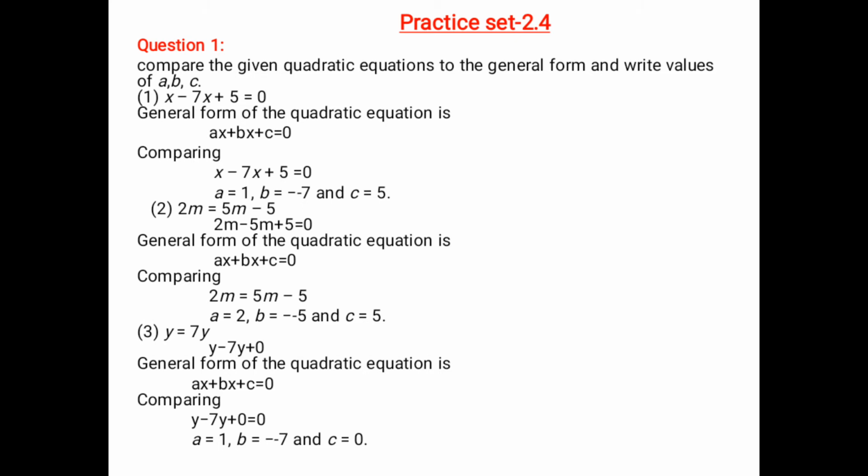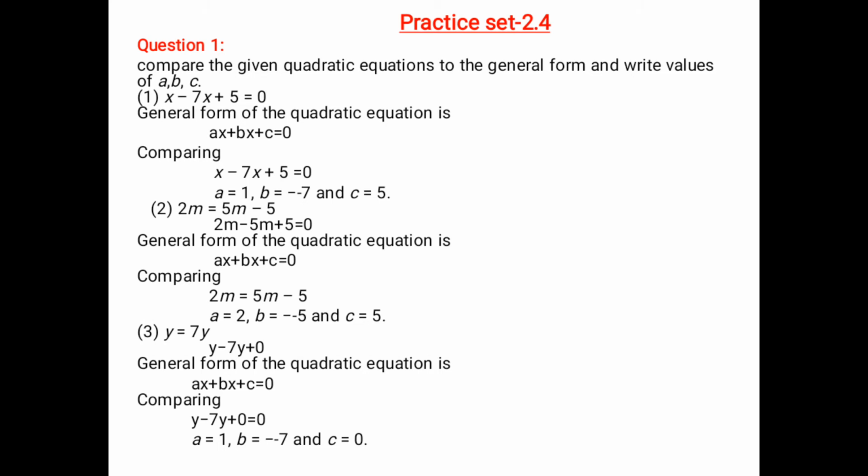Second example, 2m square is equal to 5m minus 5. The general form of this quadratic equation is ax square plus bx plus c is equal to 0. Then 2m square minus 5m plus 5 is equal to 0. Then a is equal to 2, b is equal to minus 5 and c is equal to 5.